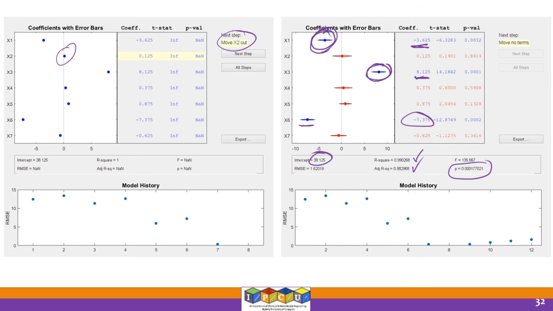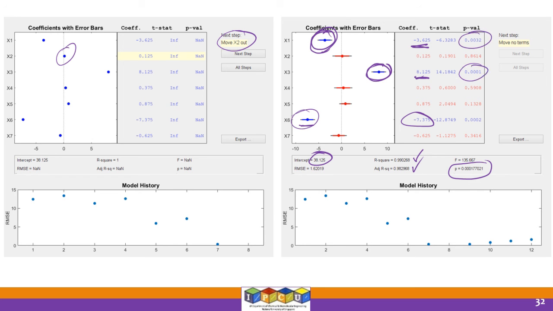So we get the model as we had before: 38.125 minus 3.625 times x1 plus 8.125 times x3 minus 7.375 times x2 times x3, which is nothing but x6, the 6th term in my big X matrix. All right. The t values are all indicated here, and corresponding p values are shown here.